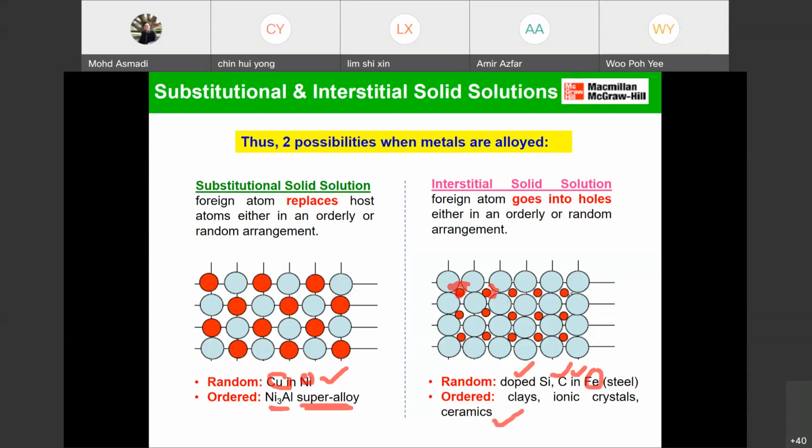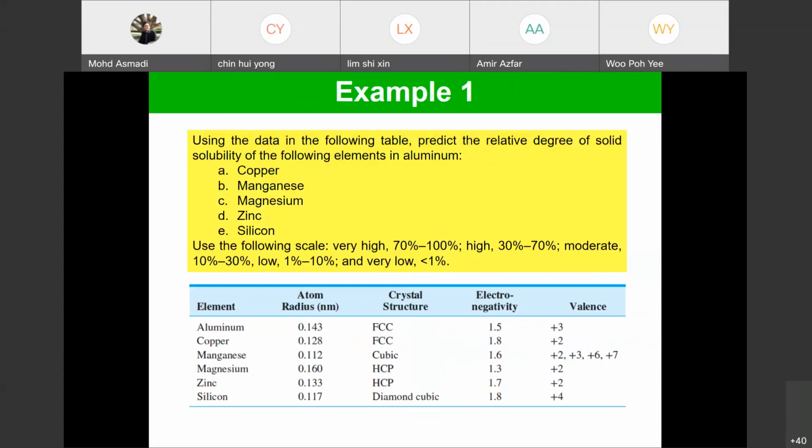If the solute atom's diameter is much smaller than the diameter of the host atom, it can be an interstitial solid solution. Okay, so let's see, we predict the example. How to predict that? This one.